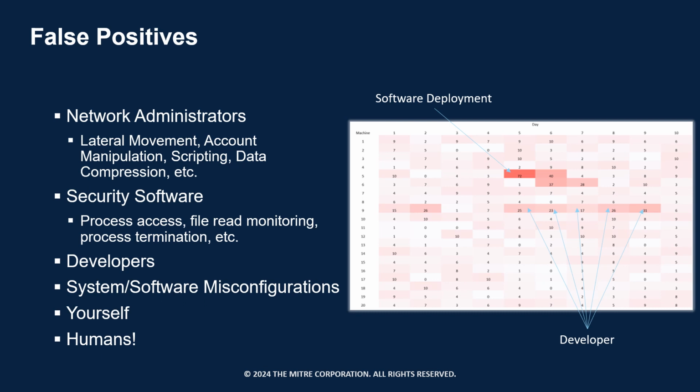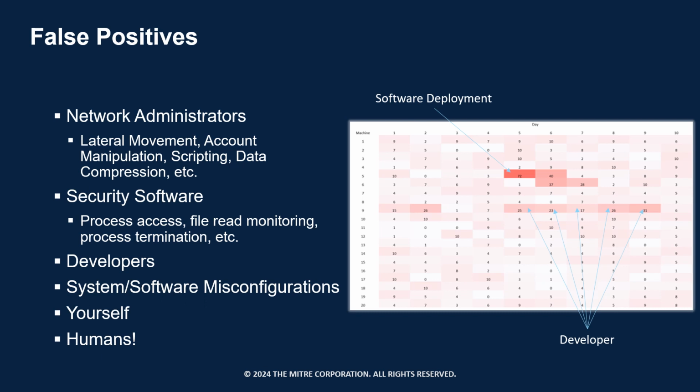For example, it is not unusual for network administrators to need to move laterally through the network, perhaps for troubleshooting someone's box, or jumping to an administrative system from their own. They will also do things like manipulate accounts, automate tasks using scripting, compress data before moving it to other locations, etc. Fortunately, the number of administrators doing such activity is usually not that large, so we have an opportunity, if we see activity we suspect might be malicious, that could also be interpreted as an administrative task, that we can go and deconflict that activity with those network administrators.